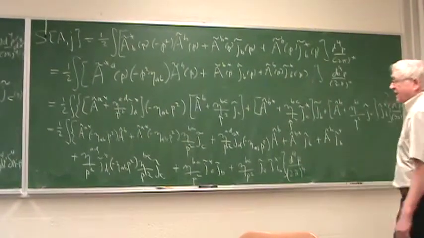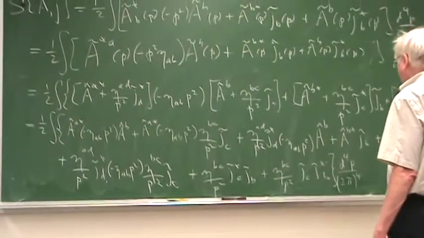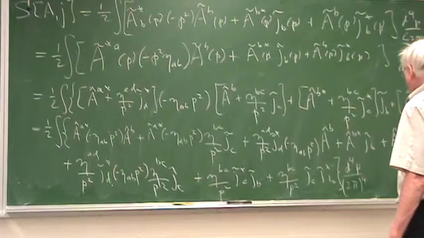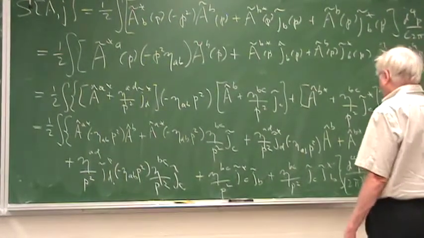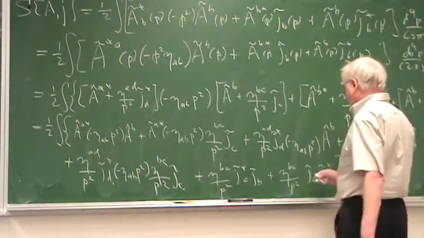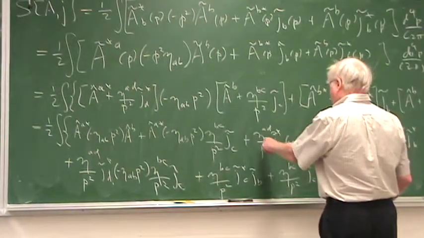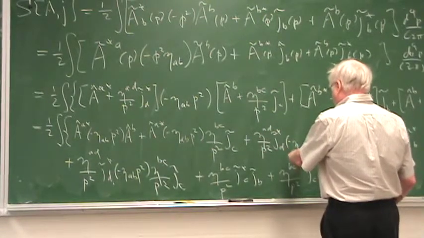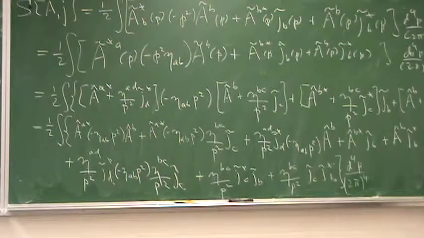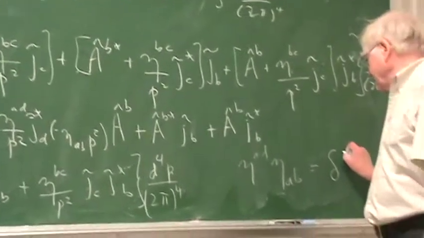Okay, now, I wish I had more blackboard space because we want to see explicitly that these terms cancel. These two terms cancel. Now, why is that? Well, first of all, the p squareds cancel. And then we have minus eta AD, minus eta, well, let us just write down. What is eta AD, eta AB? Well, this is just delta DB.